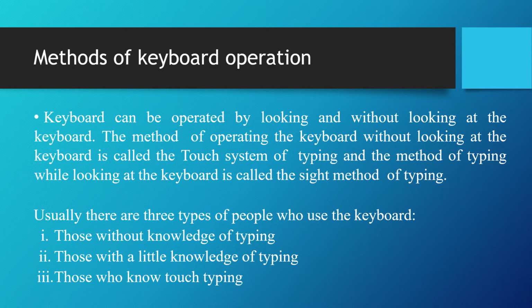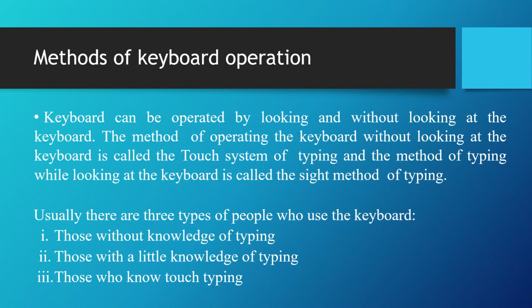First topic is methods of keyboard operation. Basically, a keyboard can be operated by looking or without looking at the keyboard. The method of operating the keyboard without looking at the keyboard is called the touch method, in which a user will see the screen while typing with the help of keys. Operating while looking at the keyboard is called the sight method, in which a typist will look at the keys and, after searching for the key, will press it.